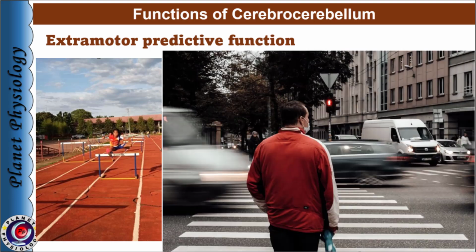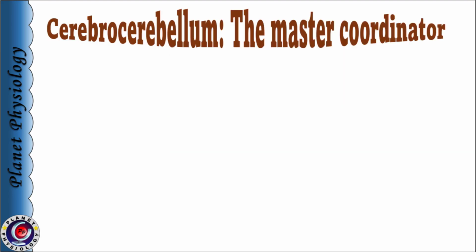While crossing a busy road, cerebellum helps to estimate how quickly the vehicles are approaching and whether there is enough time to safely cross. Thus, cerebellum acts as master coordinator, ensuring that the complex voluntary movements are carefully planned, properly sequenced, and perfectly timed. Without its contribution, our day-to-day activities would lose their smoothness, precision, and efficiency.